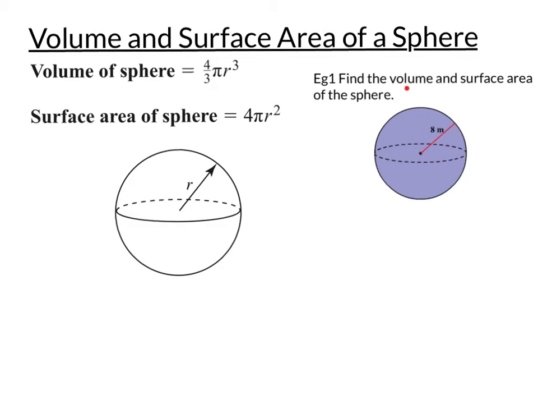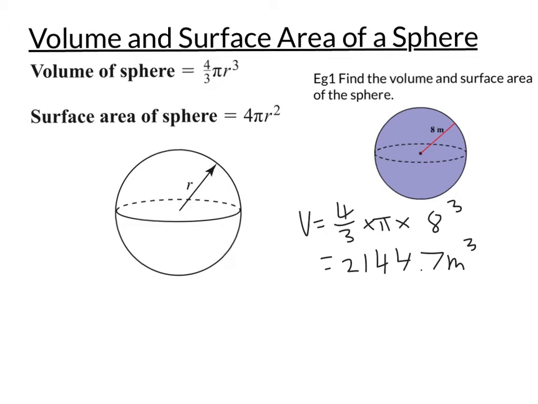So example 1 is to find the volume and surface area of the sphere. And here's the sphere. So for volume, we can write out the formula, which is 4/3 times pi times r cubed. In this case, the radius is 8, so that would be 8 cubed. And that gives 2144.7, and that would be meters cubed, and that is to 1 decimal place.